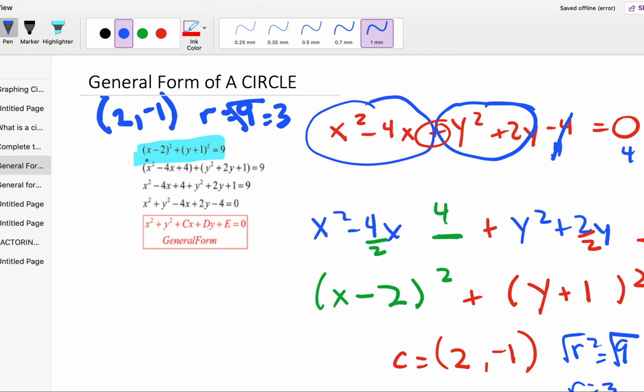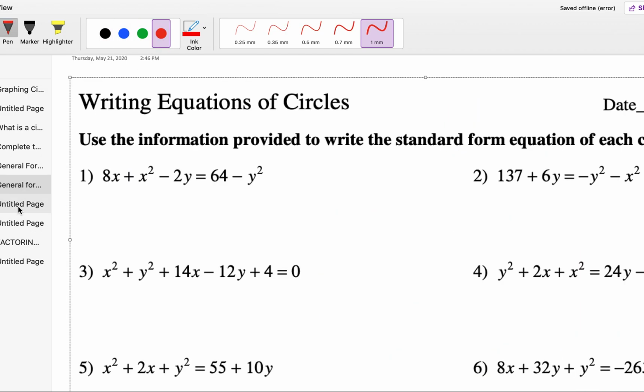Now, a few things we want to notice and then apply. We have the radius by itself, the whole numbers, and the x is in a perfect square and the y is in a perfect square, and they're separated by a plus sign. So that is the model we want to use.